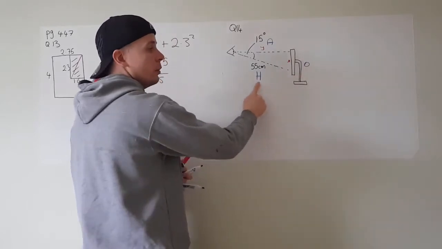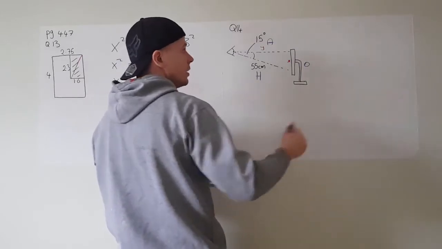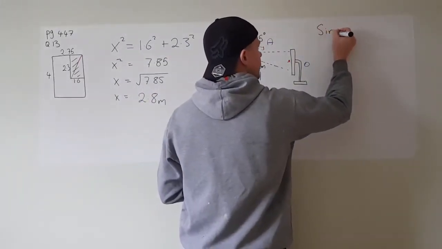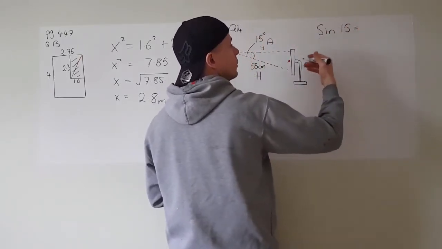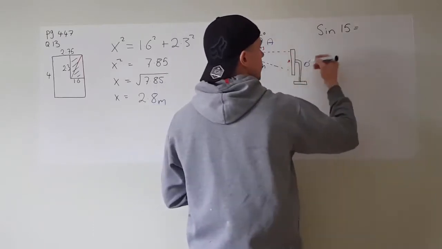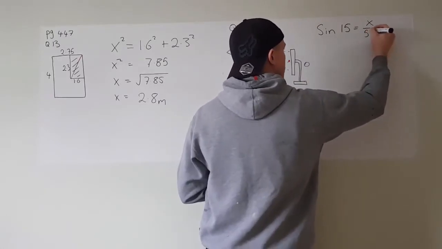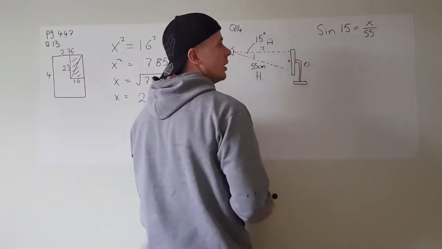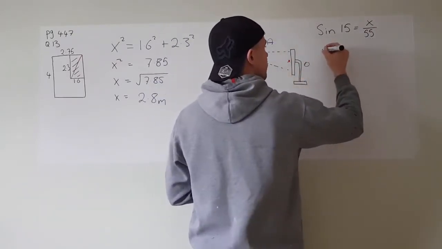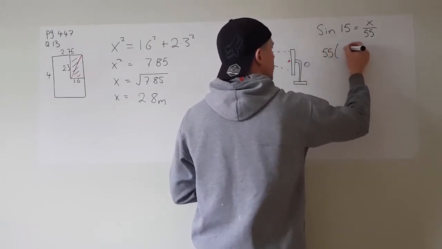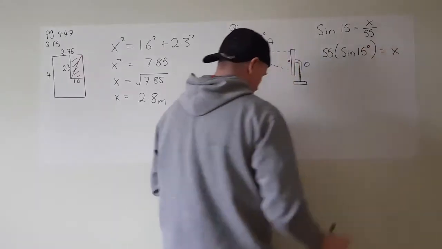O and H we know is sine. So sine of our angle, which is 15 degrees, will be equal to, SOH, O over H. So O is our x, over H, which is 55. X is tied up as part of the fraction. We want to isolate it, so we're going to multiply both sides by the denominator, so 55 sine of 15 degrees will be equal to x.